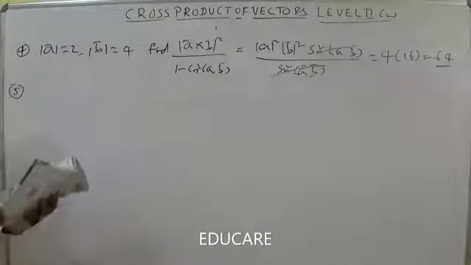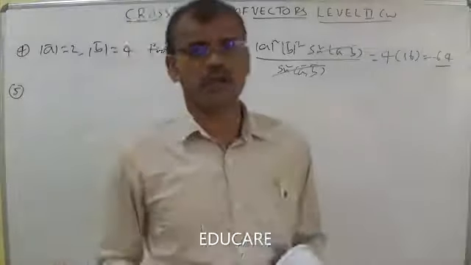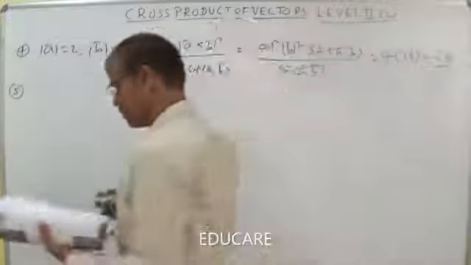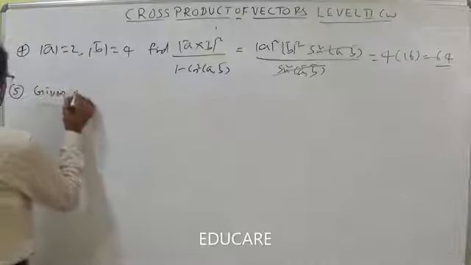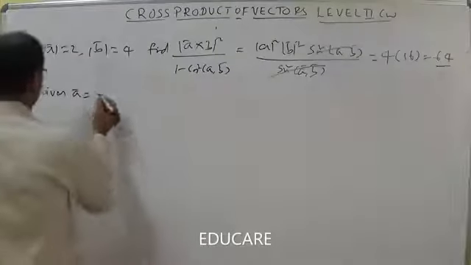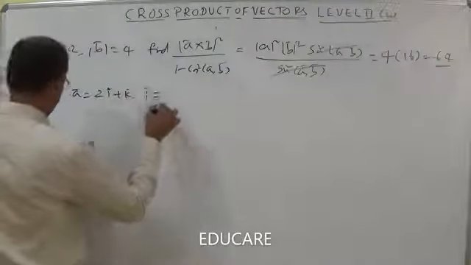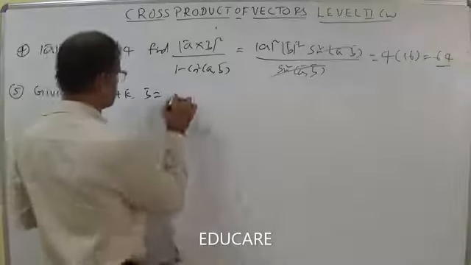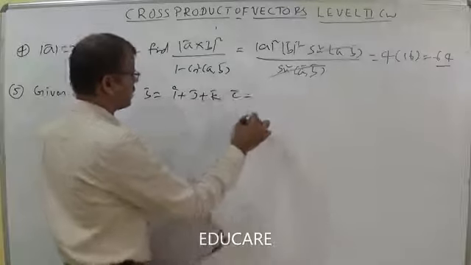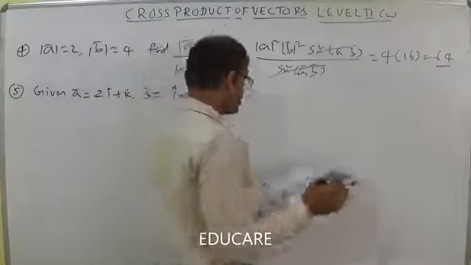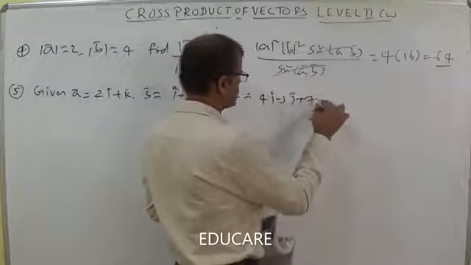Fifth question. Let A, B, C be three given vectors. The vector satisfies the condition r cross b is equal to c cross b. Given data, once again I am writing. Given A bar is equal to 2i plus k. B bar is equal to i plus j plus k. And C bar is equal to 4i minus 3j plus 7k.